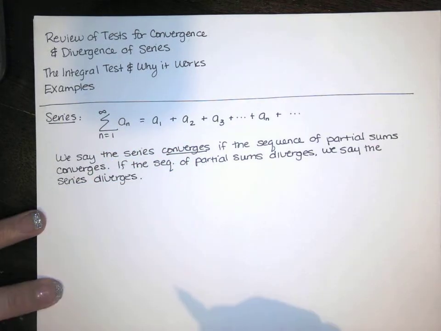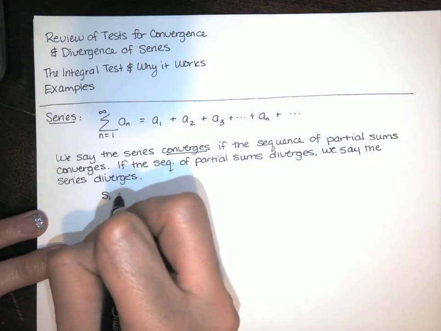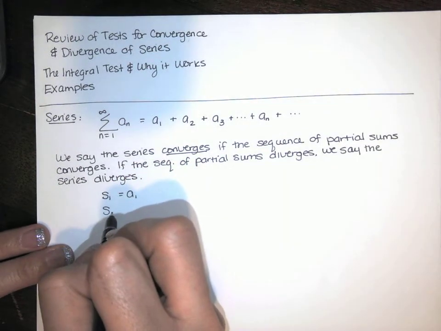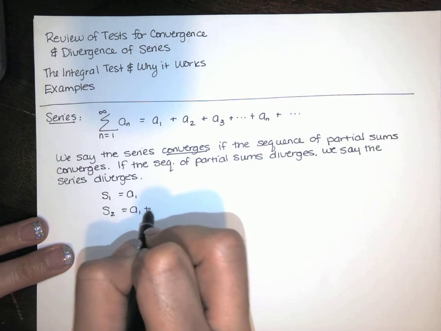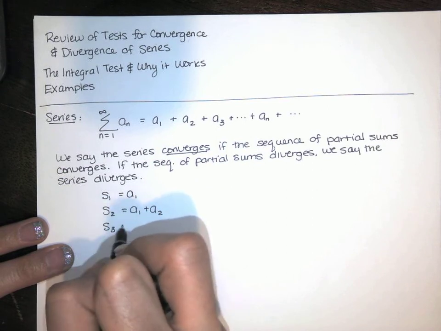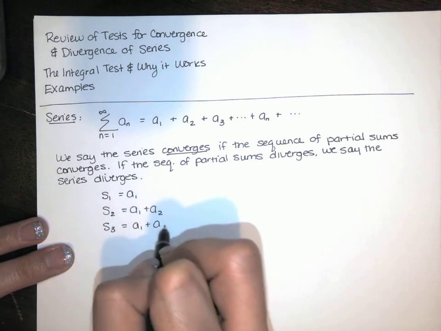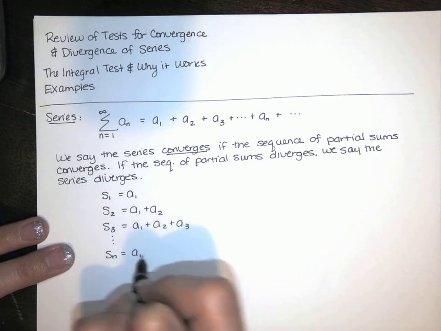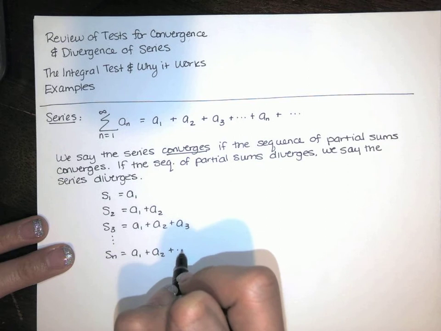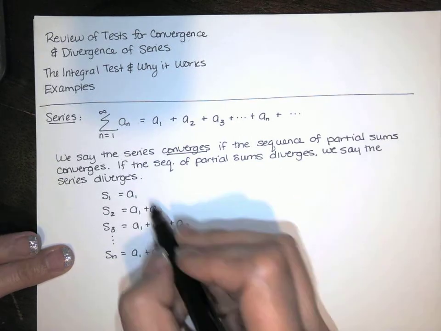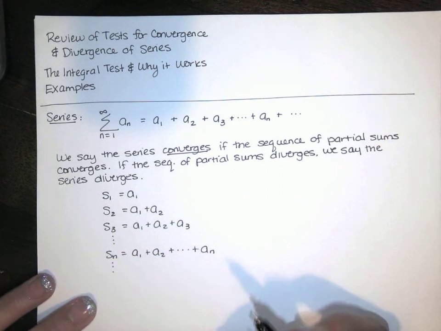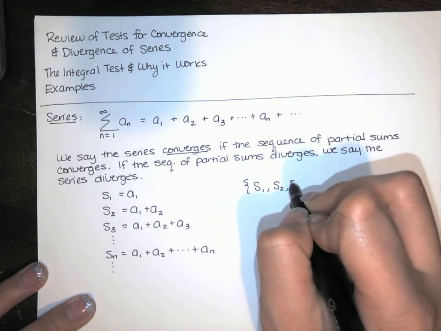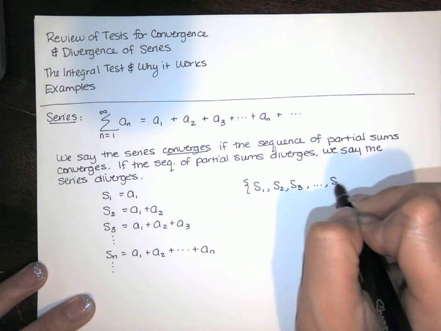And remember what the partial sums are. S sub 1 is just the first term. It's the first partial sum. Not a lot going on there. S sub 2 is the sum of the first two terms. S sub 3 is the sum of the first three terms. S sub n is the sum of the first n terms. And if we keep going in this way, we're creating a sequence. So it's the first partial sum, the second partial sum, the third partial sum. Eventually we have the nth partial sum.